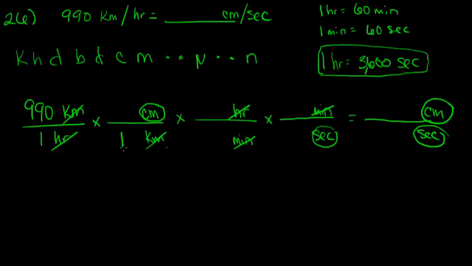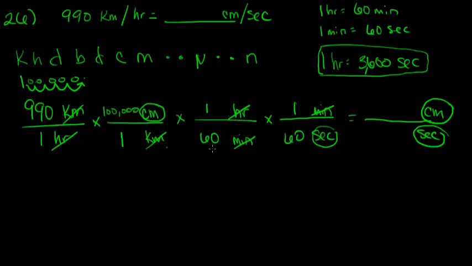I'm going to take one of the larger units first, 1 kilometer, and count how many places it takes to reach our smaller unit, our smaller prefix. 1, 2, 3, 4, 5. So there are 100,000 centimeters in 1 kilometer. And then here, this one's easy. 1 hour is 60 minutes, and 1 minute is 60 seconds.